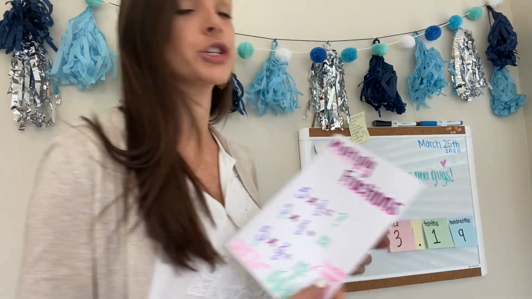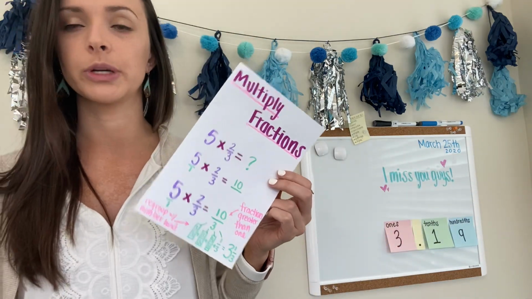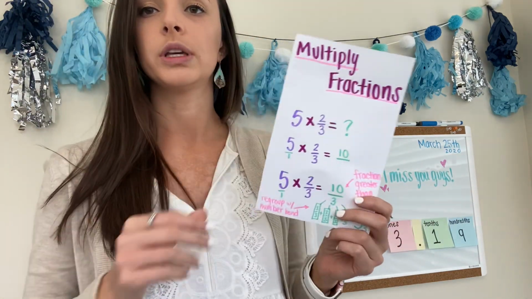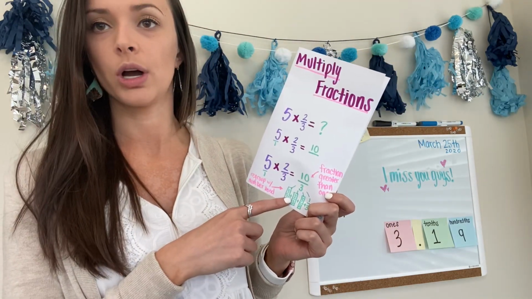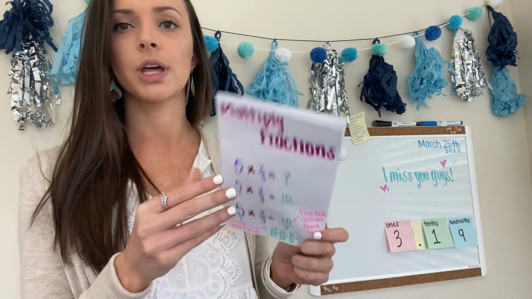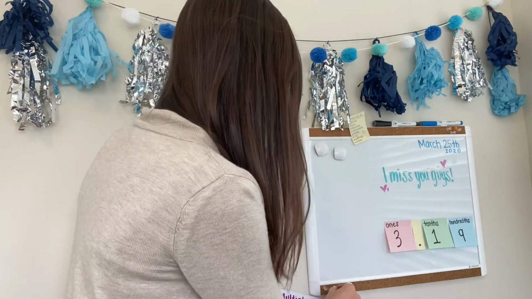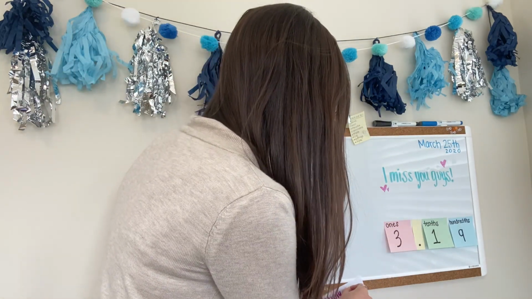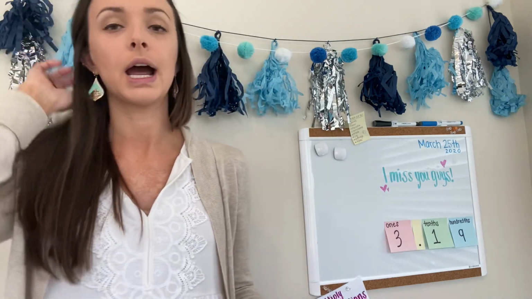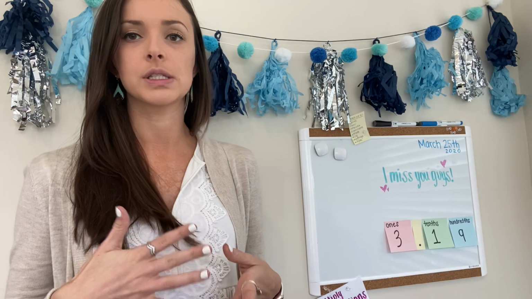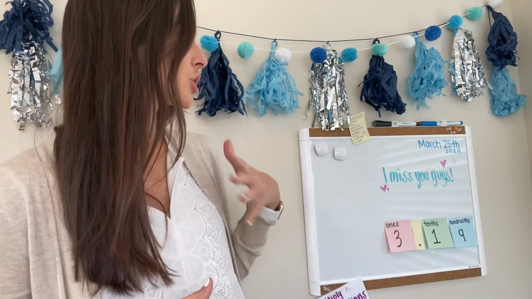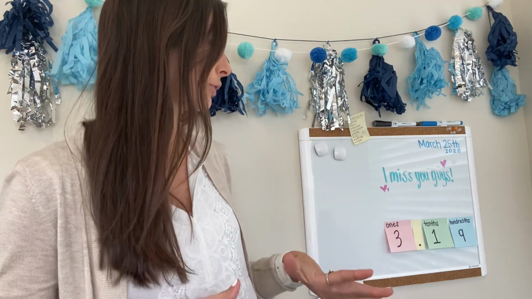So we just finished up our multiplying fractions unit. We know that we can multiply fractions and we can regroup fractions that are greater than 1. We're going to take this knowledge that we have about fractions and we're going to apply it when looking at decimals. So fractions and decimals are very similar. They can show the same value just in a different way.